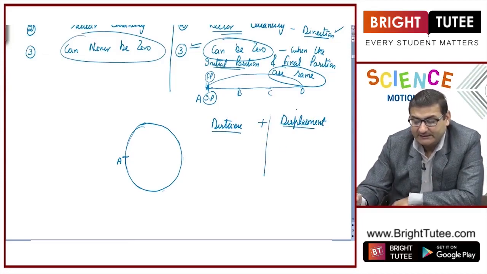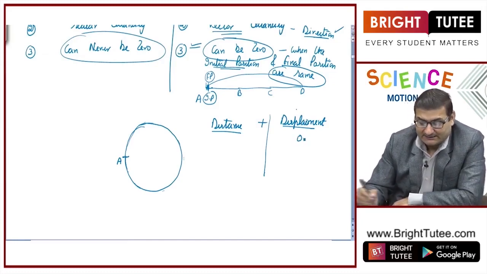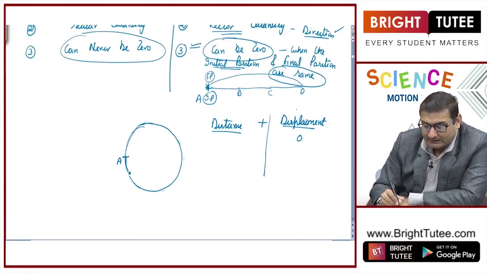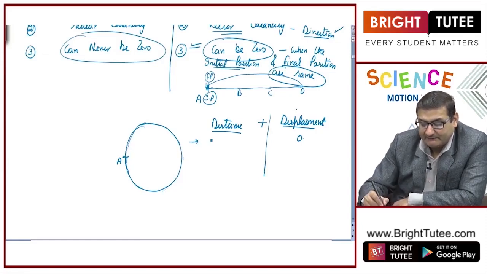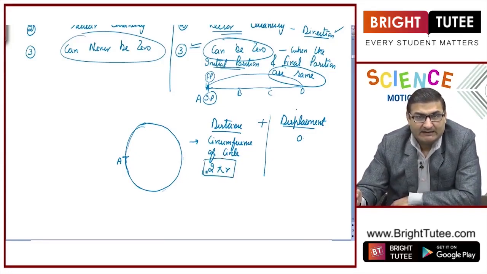Displacement, we have just seen that it is 0. Fine. What about the distance? Distance is the actual path covered, and when I talk about the actual path in a circular motion, I will say that it will be equal to the circumference of the circle, and the circumference of the circle I should know is equal to 2 pi r. Right, it is 2 into pi into r. This is the circumference of the circle.